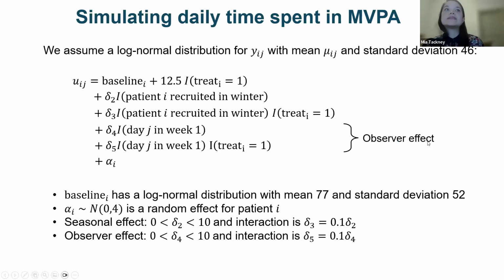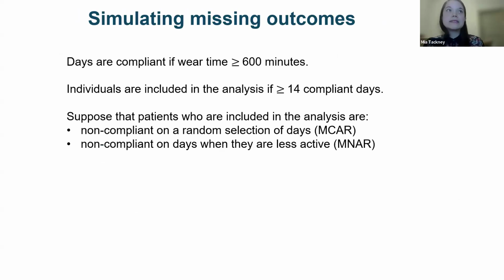Secondly, if there is an observer effect, there'll be an additional factor added, delta 4, which ranges between 0 and 10, and potentially an interaction with the treatment, which is again a proportion of the main effect. We're also going to be inducing missingness in the outcomes for some participants.